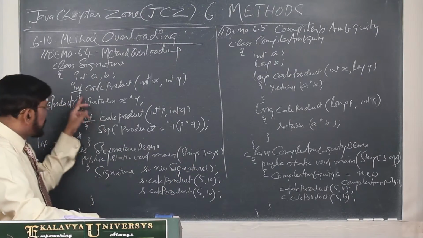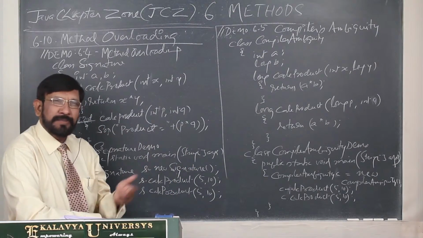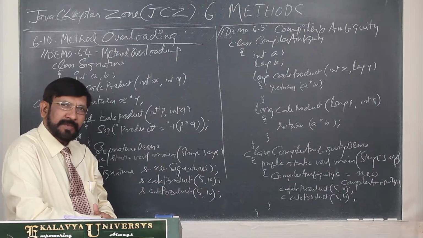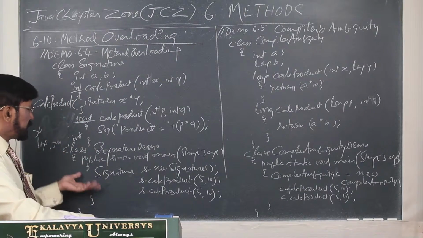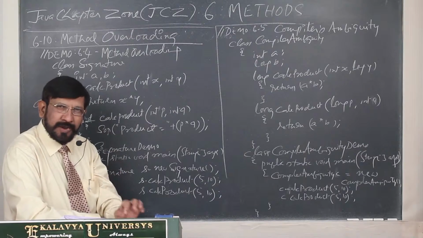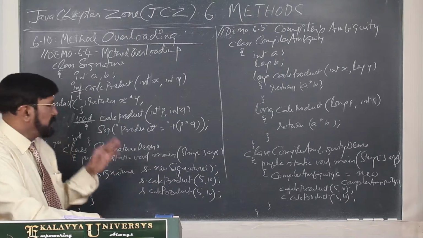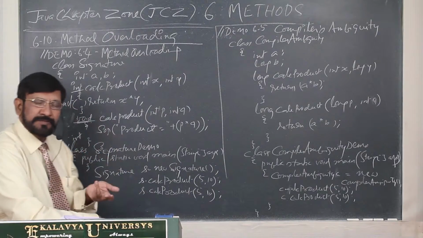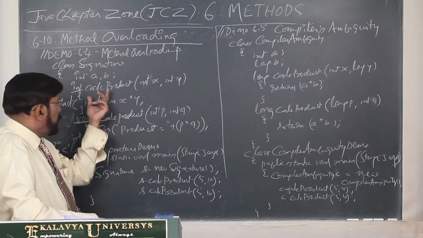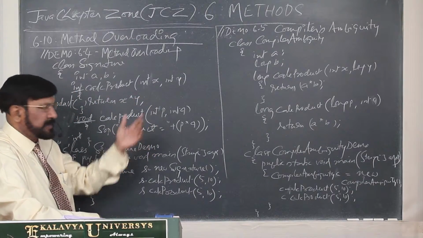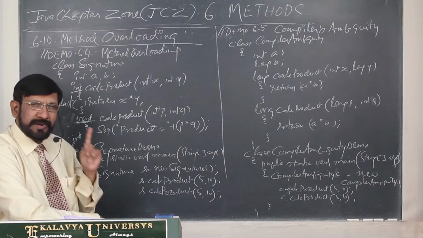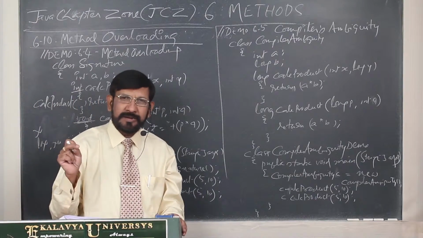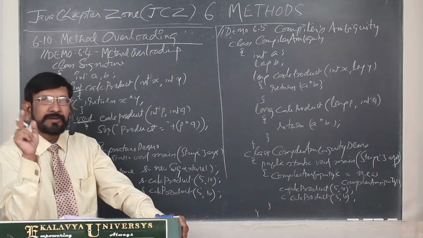That's why, even if the return type is different, the compiler cannot identify that, and it leads to an error. That is the point I want to tell you. Actually, you may feel that the return type is different, so the system may identify them individually. It is not possible. Return type is not included in the signature.